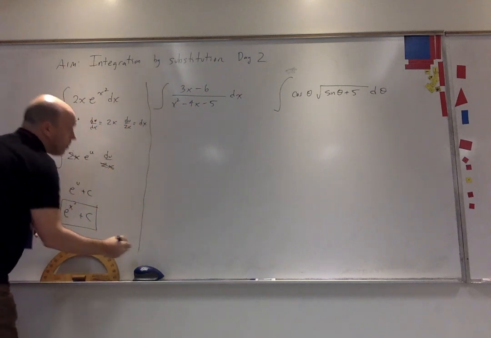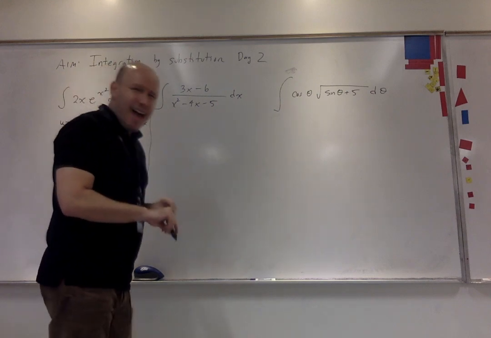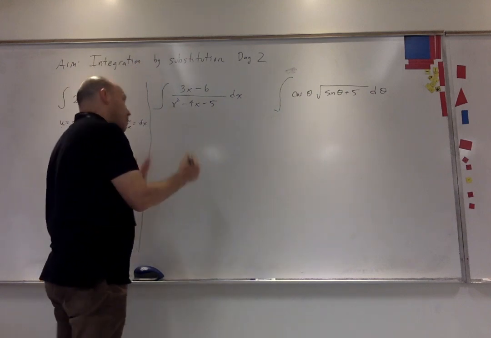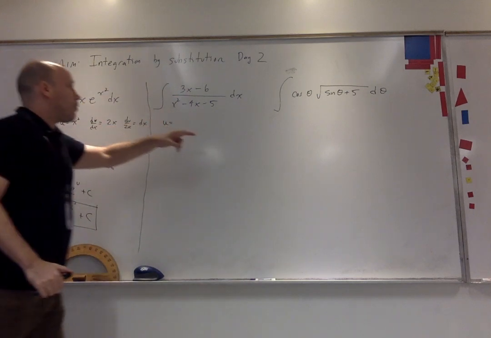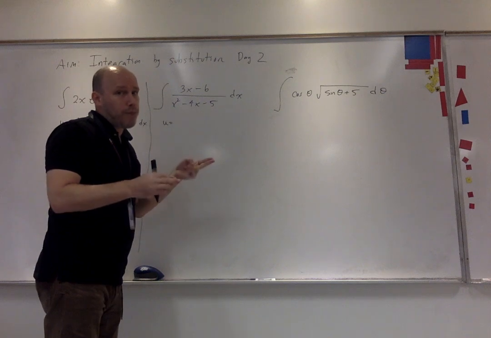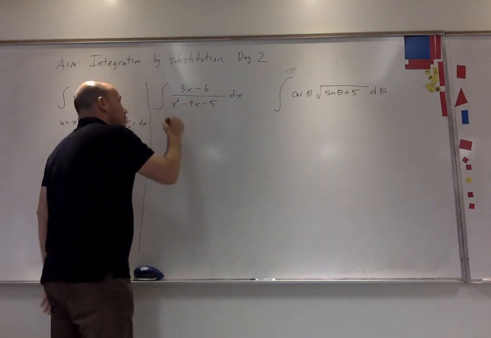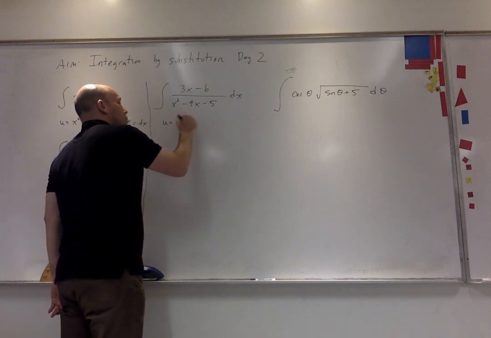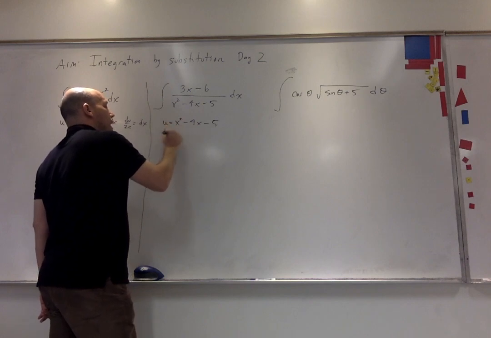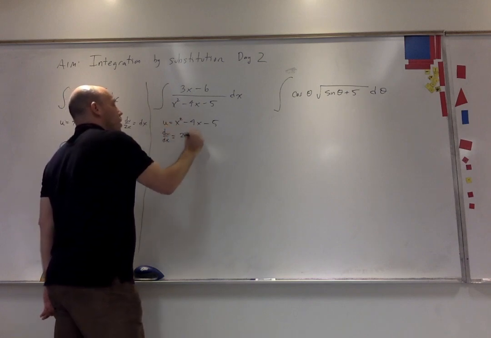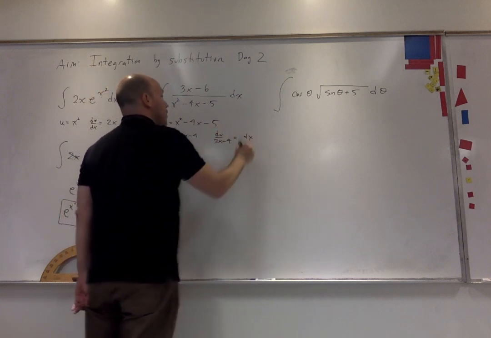Let's look at the next one: the integral of 3x minus 6 divided by x squared minus 4x minus 5 dx. What are you going to do with that? Okay. If you notice, the first one was the exponent. Next, we're going to look in the denominator for where we substitute, or the expression with the higher exponent. So we have u equals x squared minus 4x minus 5. I'm going to take the derivative, du over dx equals 2x minus 4, which means that du over 2x minus 4 is equal to dx.